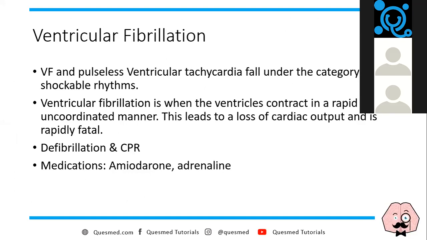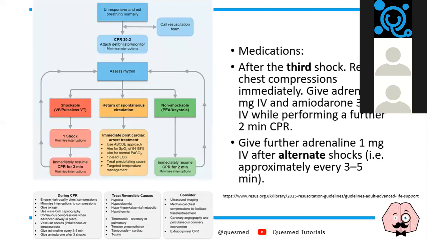But if it persists, then we think about whether we need to give amiodarone, which is typically 300 milligrams IV, or adrenaline, which is 1 milligram IV of 1 in 10,000. These are typically given after the third shock has been delivered. Amiodarone is a one-off dose and adrenaline is repeated every other cycle, so it would be cycle 3, 5, 7, etc. It's really important to know these, as this is something that can commonly come up.